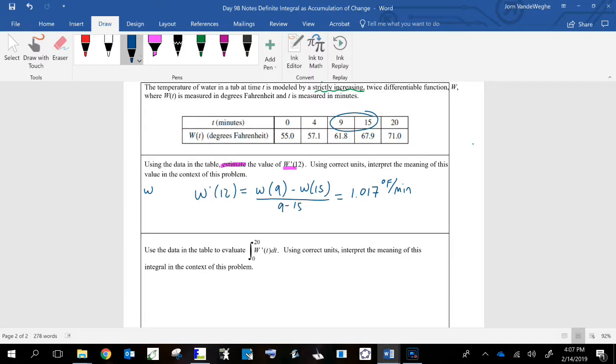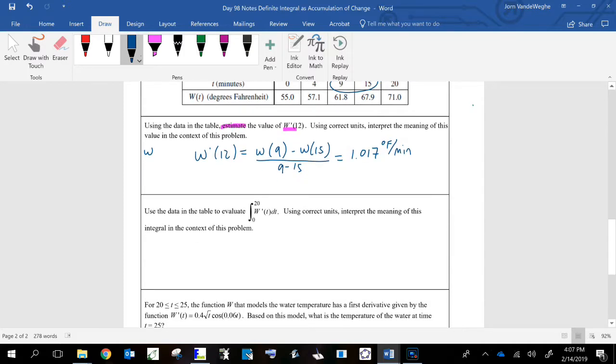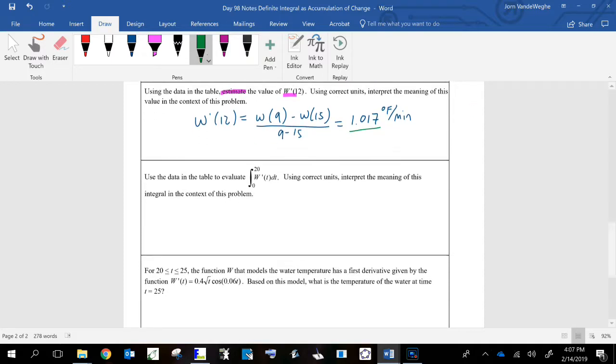What does this mean? What is the meaning of this? It's a one-sentence thing that's going to give you all the points here. And you have to state that the temperature of the water is increasing, because this value is positive, increasing at a rate of 1.017 degrees per minute at t equals 12 minutes.